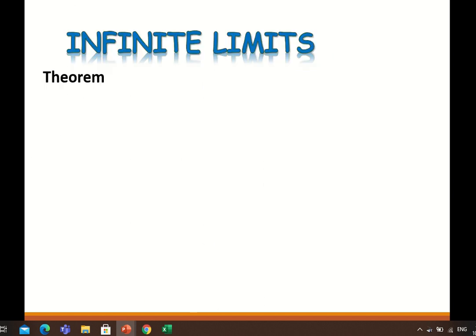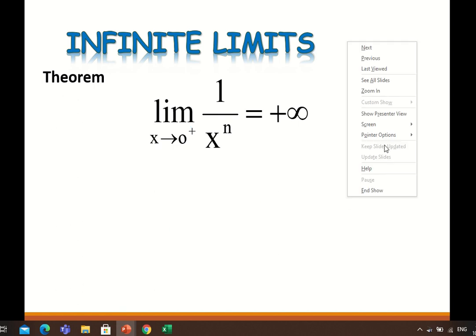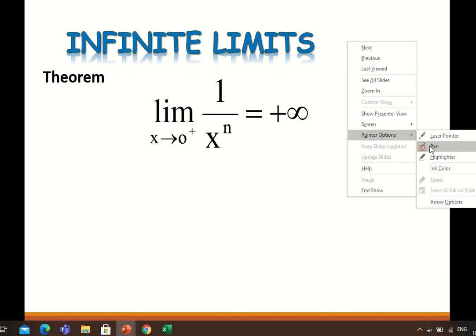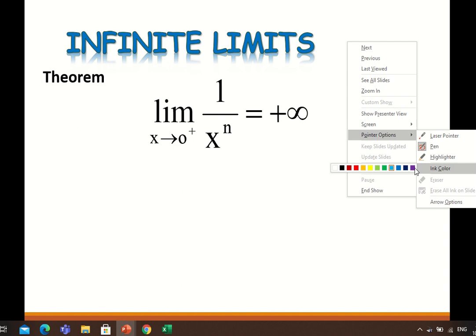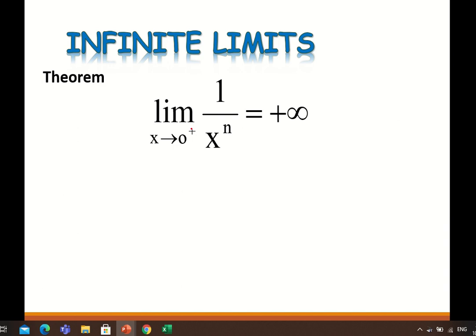Now let's move on to the next slide. This time we have another theorem, based on the result of what we had discussed just a while ago. We have the limit of 1 over x to the power n as x approaches 0 from the right side. That will give us a positive result, which is infinity. So that is coming from the right side.